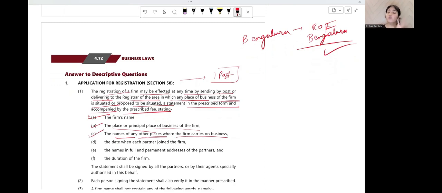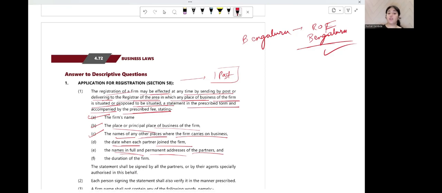I told you, if you are going to do the business in 2-3 places, you have to specify that also. Date when each partner joined the firm, when the partners have joined, that you have to give. Names in full and permanent address of the partners. You have to write complete name, father's name, surname. Then permanent address also you have to write.